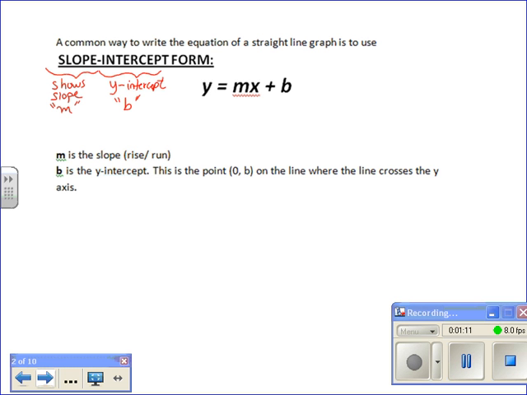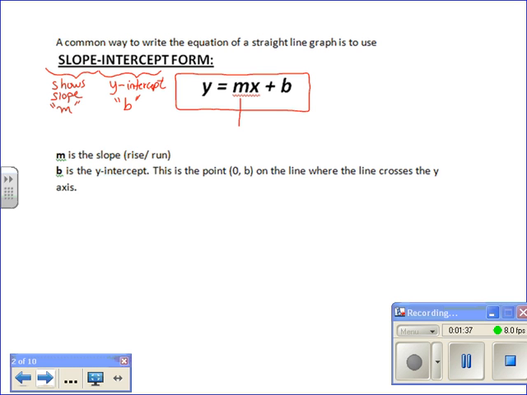We don't want to call it x or y because x or y are already reserved for values of x and y from the graph. So B just means y-intercept, and M means slope. Okay, so this is slope-intercept form. It's written this way. Y is always by itself on the left-hand side of the equal sign because y is the dependent variable. So y is equal to some number.